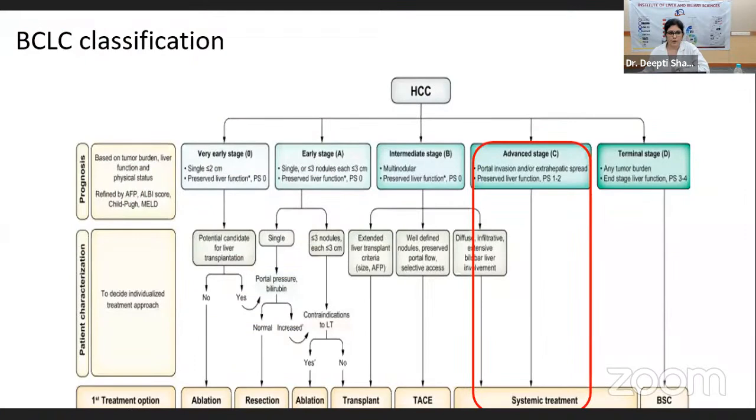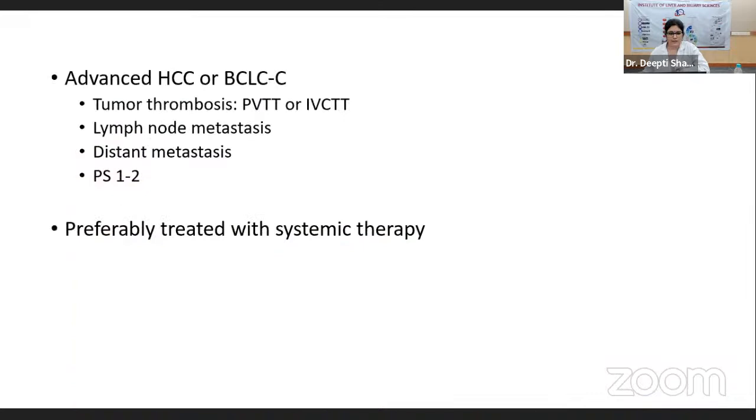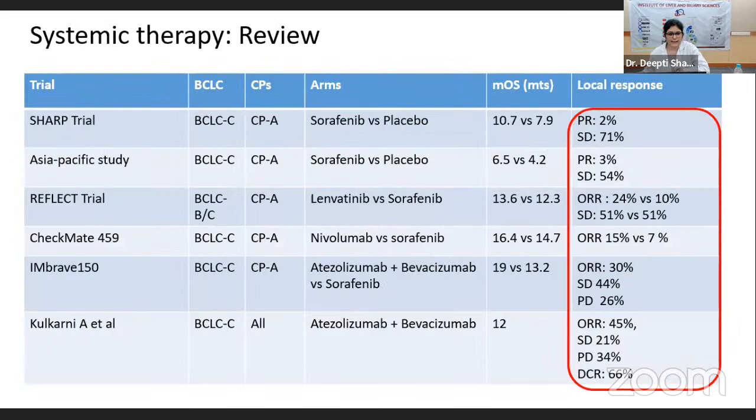As we all know, as per the BCLC classification, advanced stage BCLC consists of patients with tumor thrombosis in the form of either portal vein tumor thrombosis or inferior vena cava tumor thrombosis, with or without lymph node metastasis or distant metastasis, with a performance score of 1 to 2. Such patients are usually treated with systemic therapy, with overall survival at 1 year to the tune of 30 to 60%. So as per the guidelines, systemic therapy is the treatment of choice. Starting from the SHARP trial to the IMBRAVE trial, the overall survival is 30 to 60%.